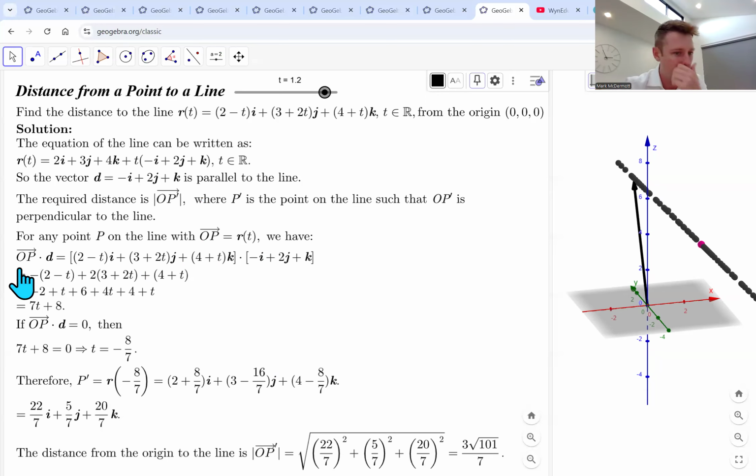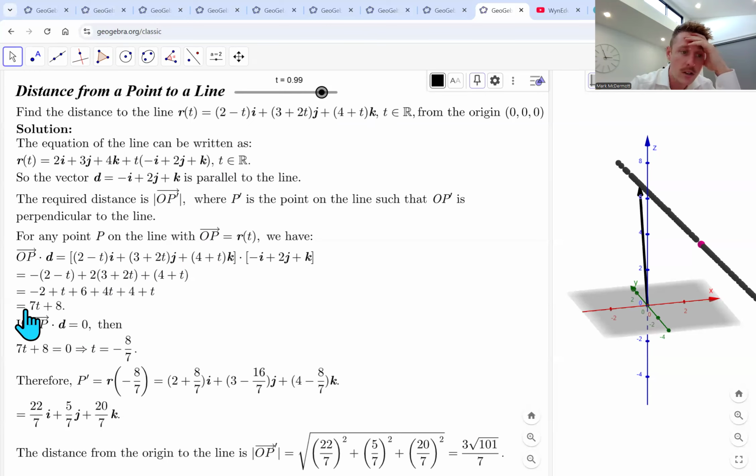Okay. And then what we want to do is take the dot product between this vector OP and direction vector D. Because remember, the direction vector tells you the direction we're moving. And so what we need is the vector OP and the direction vector to be perpendicular. Because if they're perpendicular, the dot product is zero. And that's what you want. You want to know where it's perpendicular. So you take the dot product between OP and the direction vector D. So you take this and dot it with its direction.